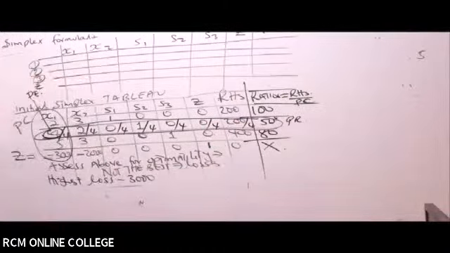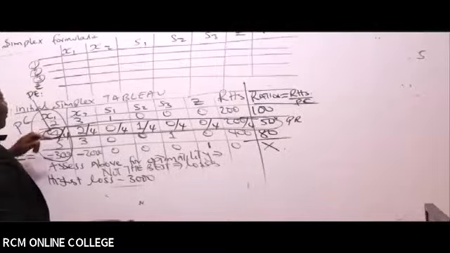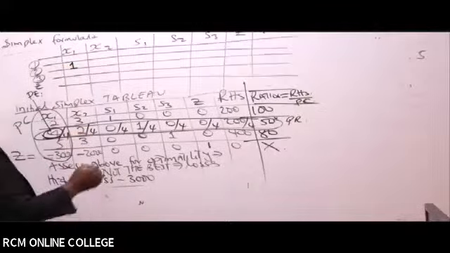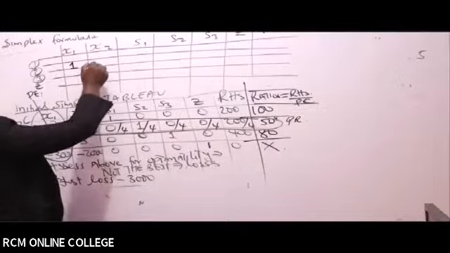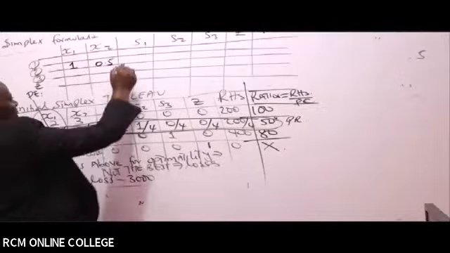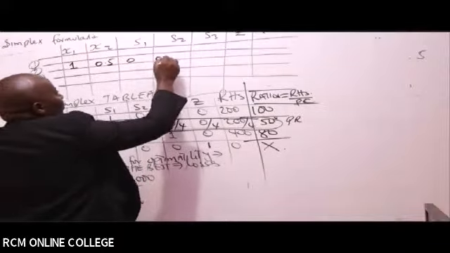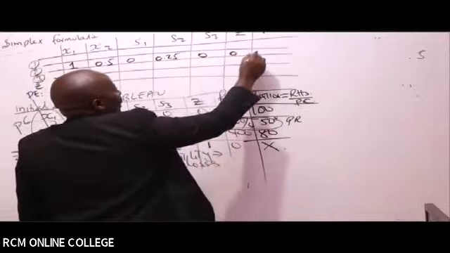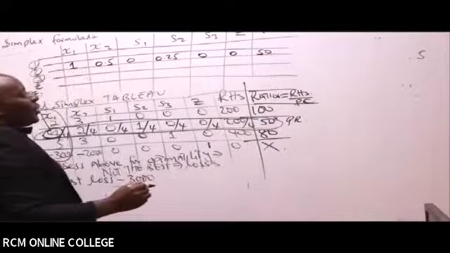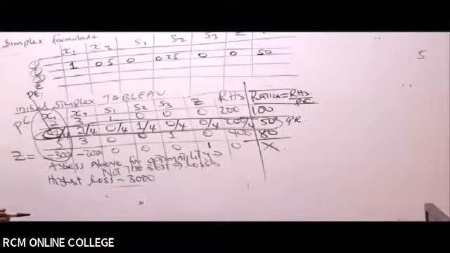If that is the case, could you kindly give me the numbers to write here in row number 2? 4 divided by 4 gives me 1, right? 2 over 4 must be 0.5. This is 0. This is a quarter. This is 0. This is 0. And lastly, this is 50.